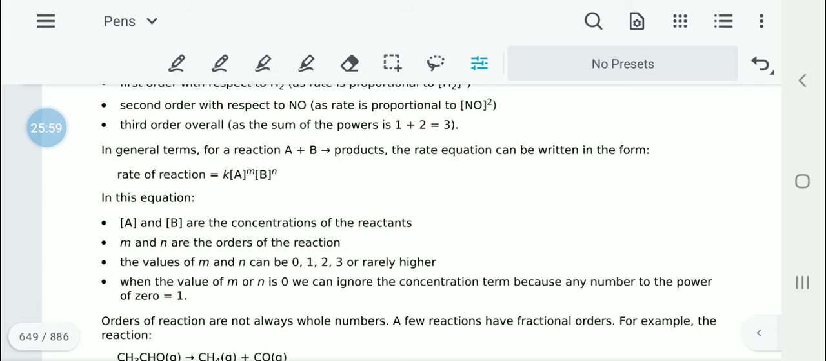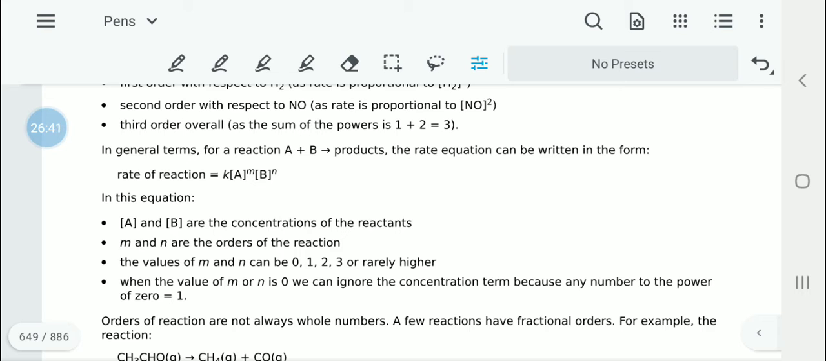Then write down the general equation. Rate of reaction equals k[A]^m[B]^n, where A and B within square brackets are the concentrations of the reactants. M and N are the orders of the reactions. M and N can be 0, 1, 2 or 3.